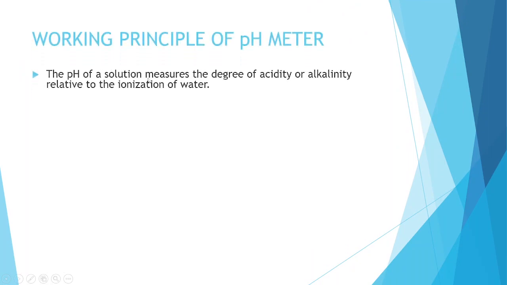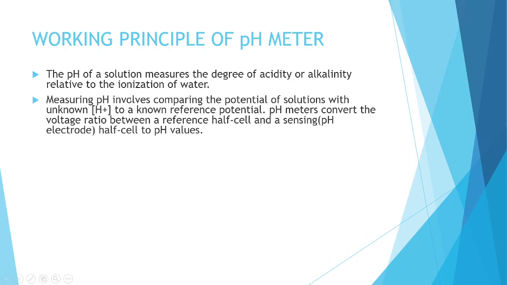The pH of the solution measures the degree of acidity or alkalinity relative to the ionization of water. Measuring pH involves comparing the potential of solutions with unknown hydrogen ion concentration to a known reference potential. A pH meter converts the voltage ratio between a reference half cell and sensing or pH electrode half cell to pH values.